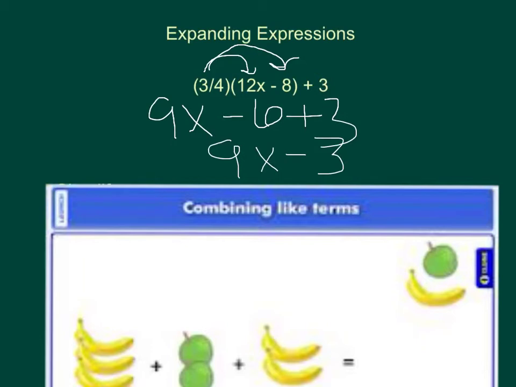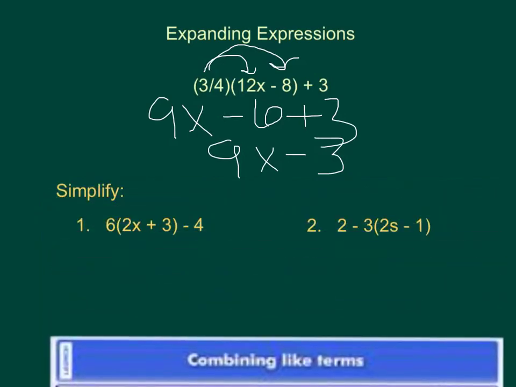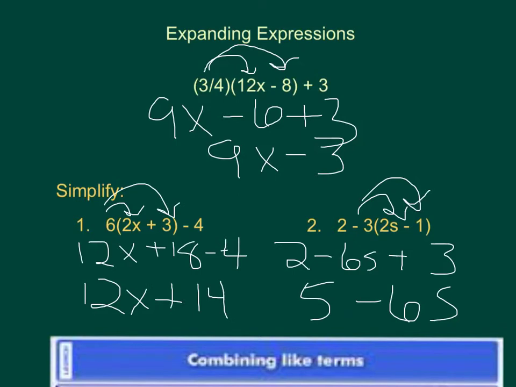Please take a moment to pause this video and write the example down in your notes and try the next two problems on your own. If you notice in the two problems below, I started by distributing the term outside of the parentheses to each term inside of the parentheses.